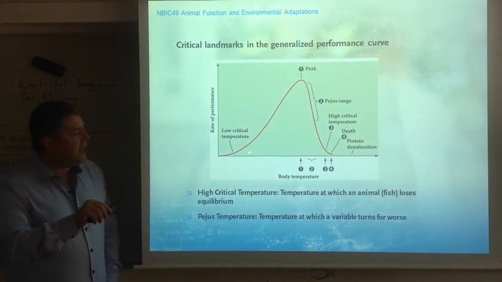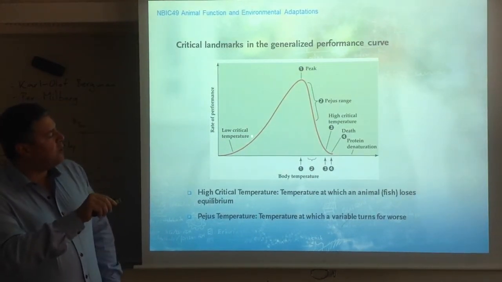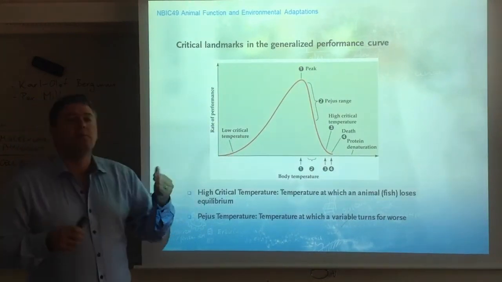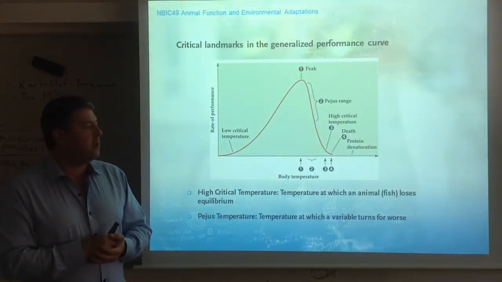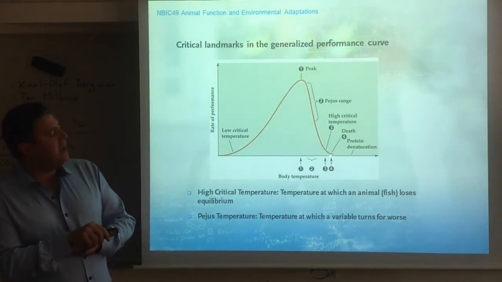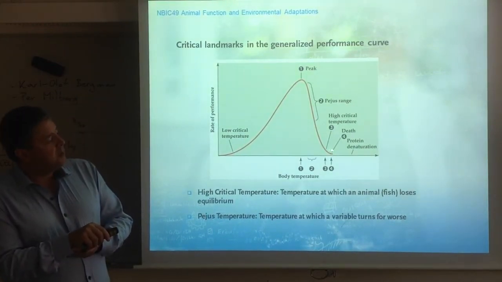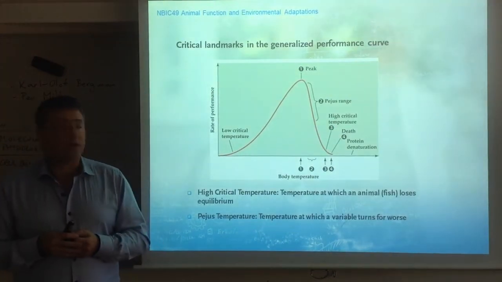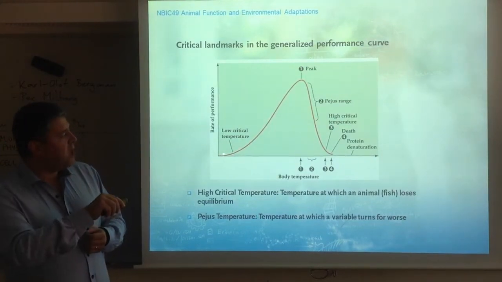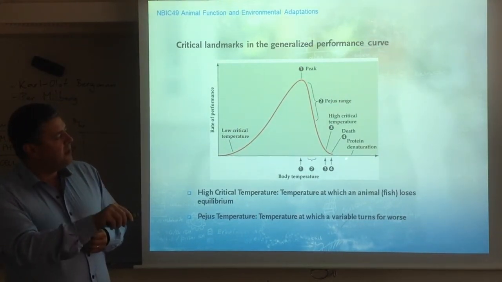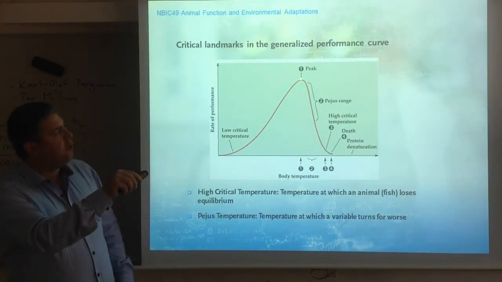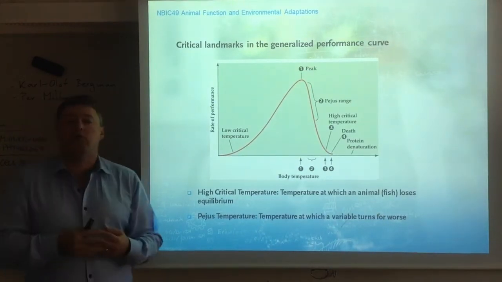Well, typically you have a point that we call the low critical temperature. This is the lowest temperature that the animal tolerates. And of course there is a highest temperature, the high critical temperature, and eventually death. The animal cannot tolerate higher temperatures than this. And then in between you have this optimal curve that shows a peak, and this is the temperature at which the aerobic scope is largest.